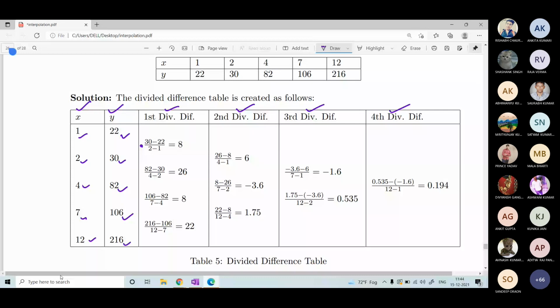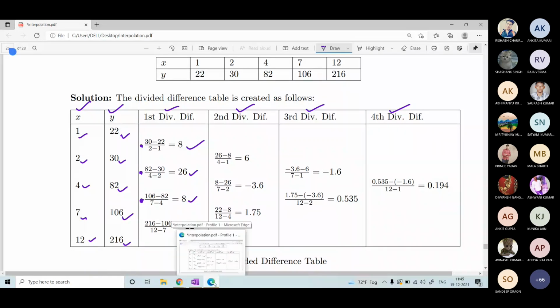The second entry in that column will be in this dotted position, just like the forward difference table. That will be 82 minus 30 by 4 minus 2, which is 26. The next entry will be at this dotted position. That will be 106 minus 82 by 7 minus 4, which comes to 8. I will not discuss from this table because it is already written. So let me create the table and you tell me the values.